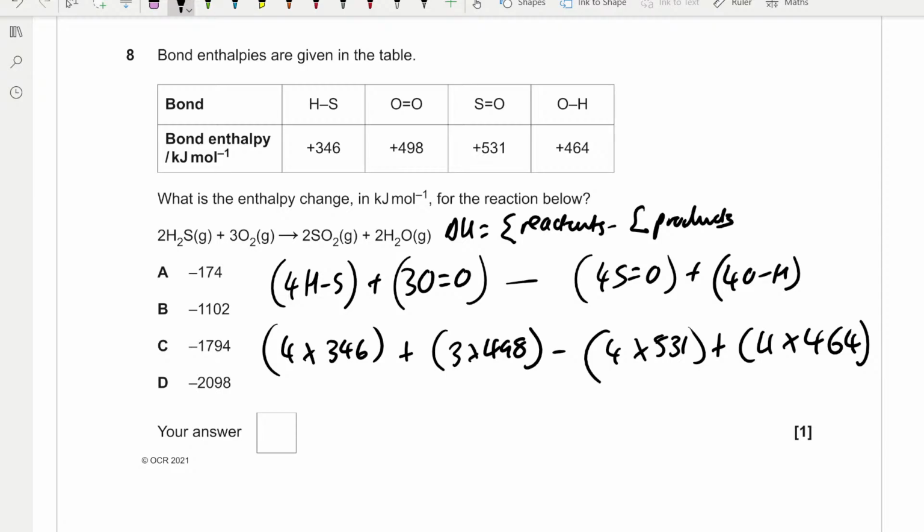So 4 times 346 plus 3 times 498, which is 2878, minus 3980, which is minus 1102, so that's B.